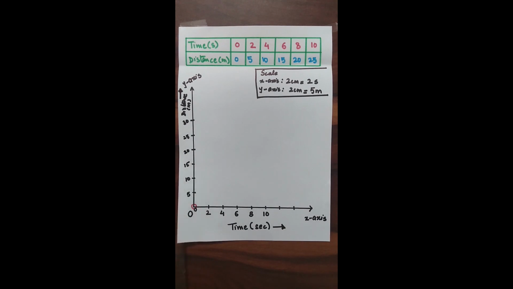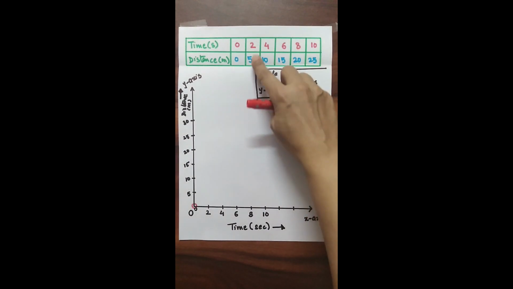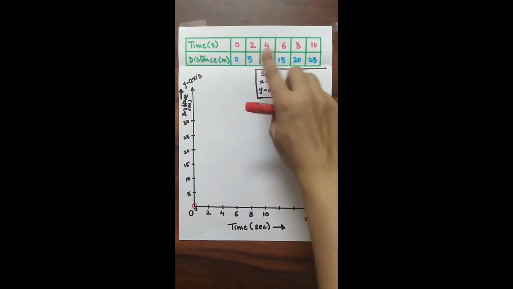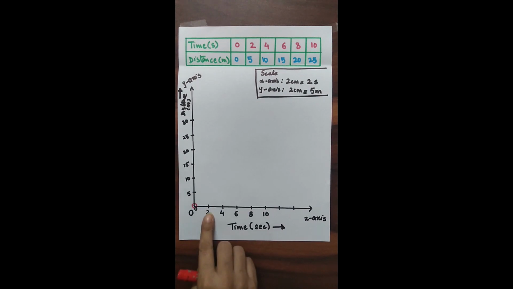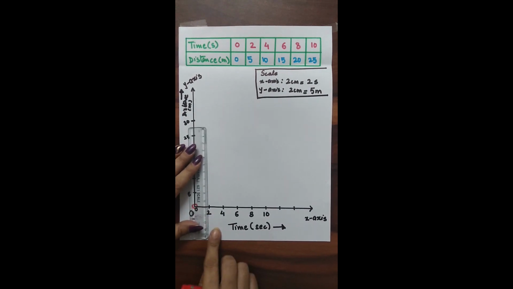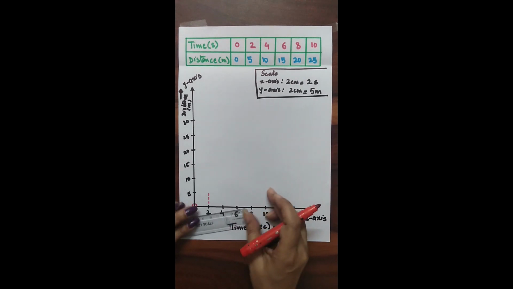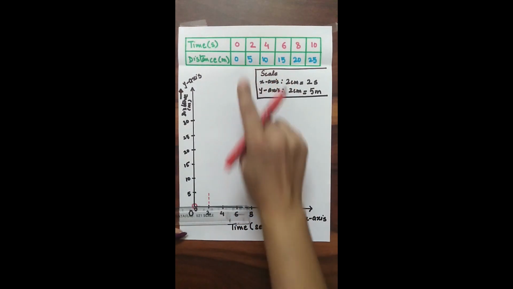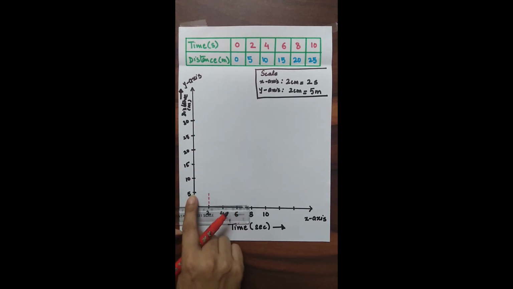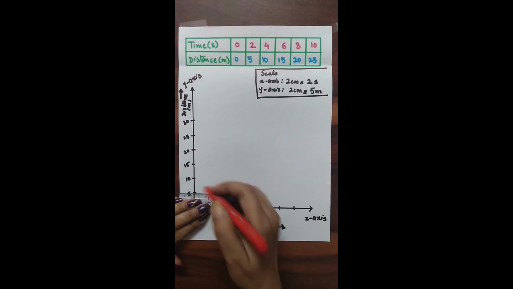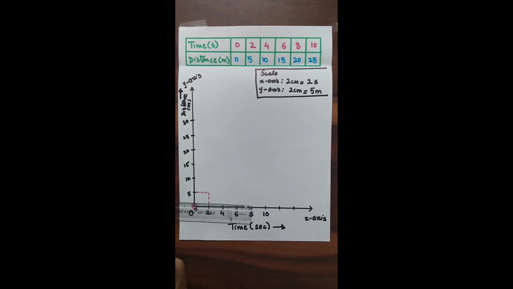Now second, at time 2 seconds, the distance covered is 5 meters. So time 2 seconds, I'll keep my scale over here. I have to draw a vertical dotted line from 2. Then the distance traveled is 5. Where I see distance traveled 5, I'll make a horizontal line. Wherever the two meet, I'll plot the point. This is the way to plot a point neatly.